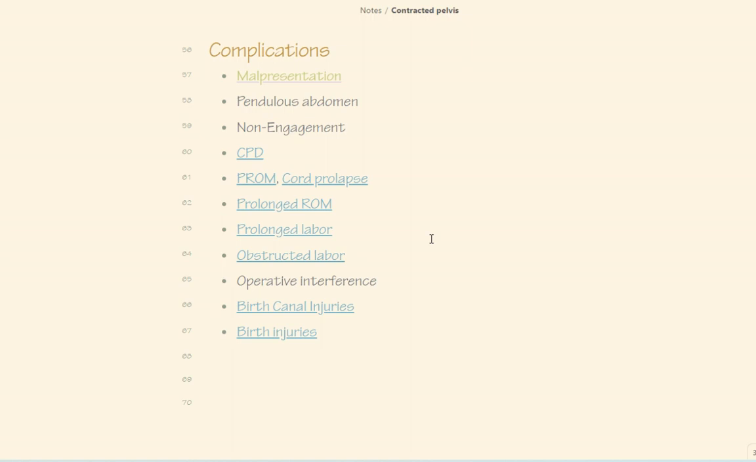So what is the management? The best management is cesarean delivery. After diagnosing the contracted pelvis by clinical pelvimetry, the best method is to avoid the baby passing through there. So the best method is to bypass the birth through the vagina, that is cesarean section.